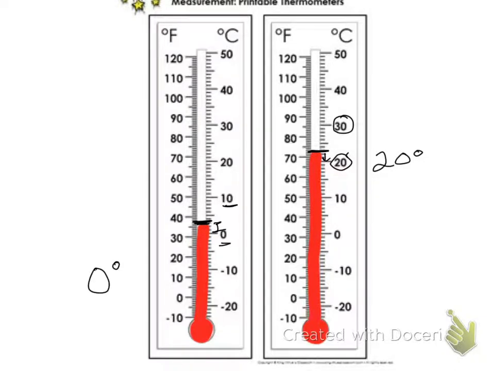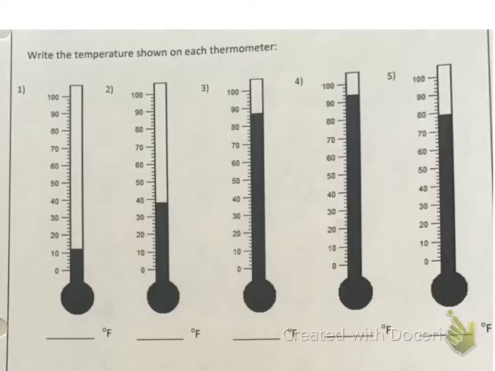Now I've got mine set as Celsius. Yours will actually be read as Fahrenheit. So let me fix that really quick. Okay. All right. So on yours, all of these are in the Fahrenheit scale. Okay, so just keep that in mind.